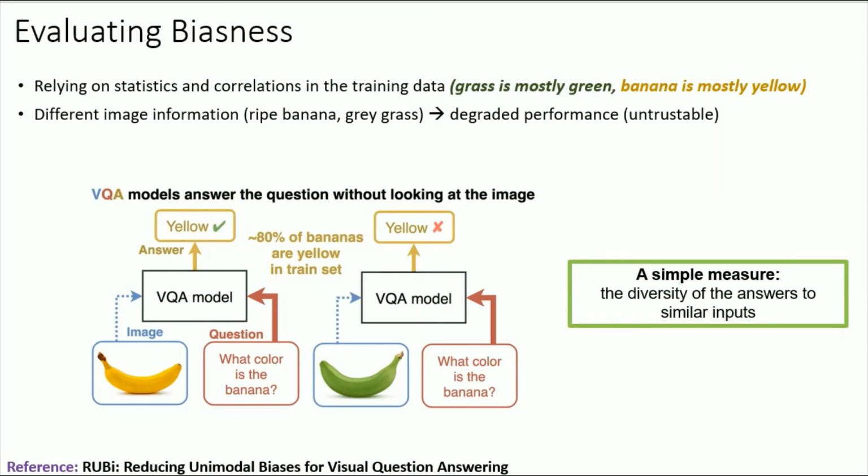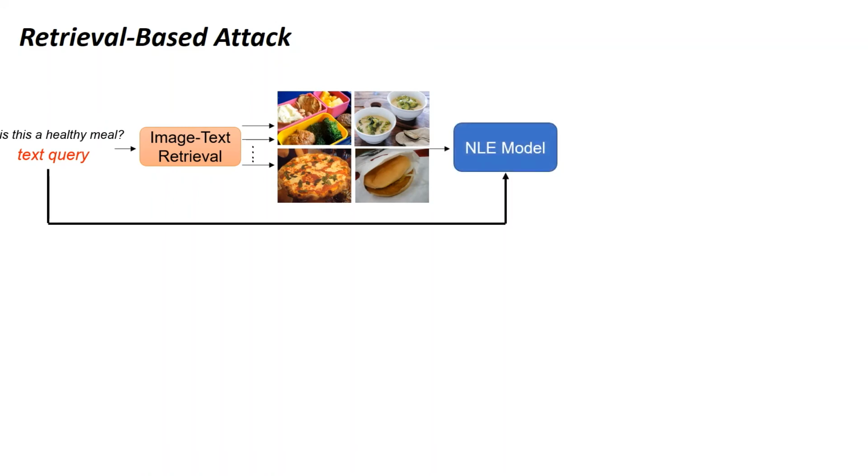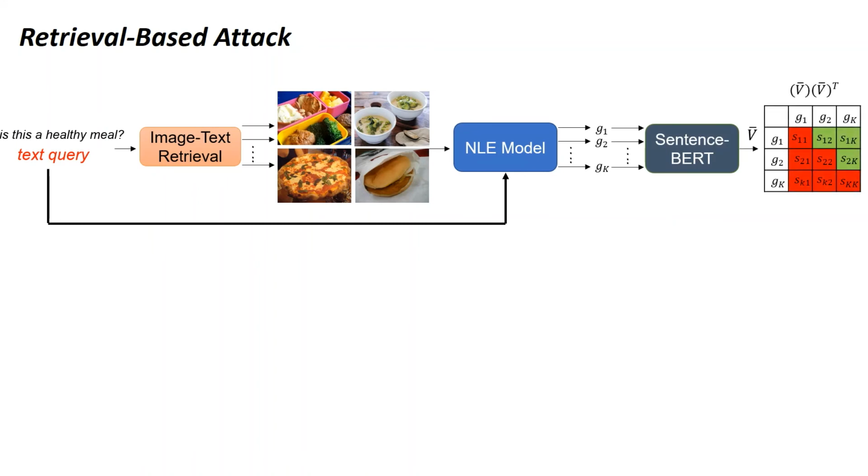We then measure the bias of our model to the data by measuring the diversity of the answers to similar inputs. To measure the bias, we propose a retrieval-based attack evaluation framework. Given the text query, for example, the question, we feed it into an image-text retrieval model to retrieve similar images close to the text in the embedding space. Each of these images, along with the text query, is then fed to the explanation model to get an explanation. We then encode the explanations through Sentence-BERT and measure the diversity of the explanations through the Gram matrix.